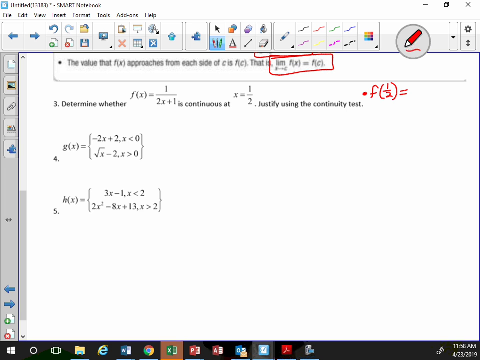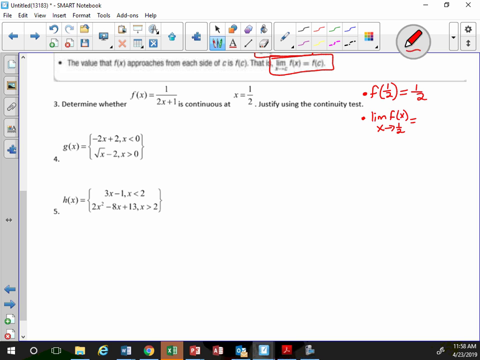I'm going to jot that down. Yeah, like if I had said x equals negative 1/2, because that'd give you a 0 in the denominator. So then you'd be like, nope, doesn't exist, can't be continuous. Okay. All right, so first bullet point, we're good. Second bullet point is about the limit. So the limit of f of x as x approaches 1/2.